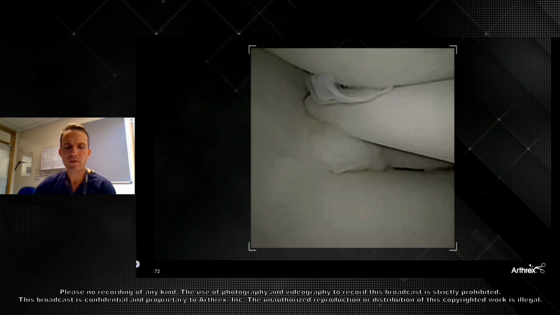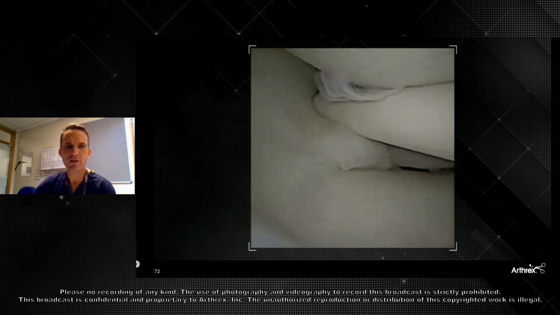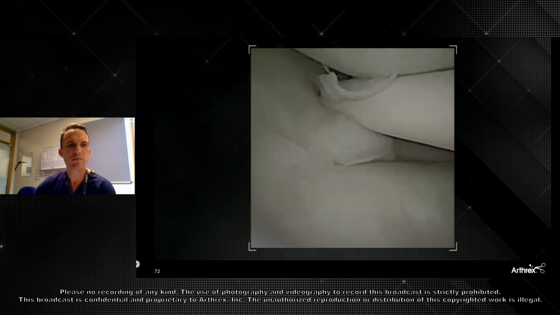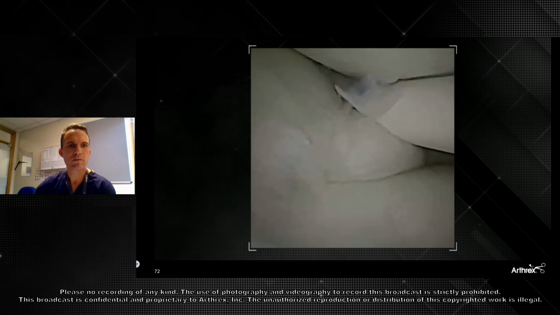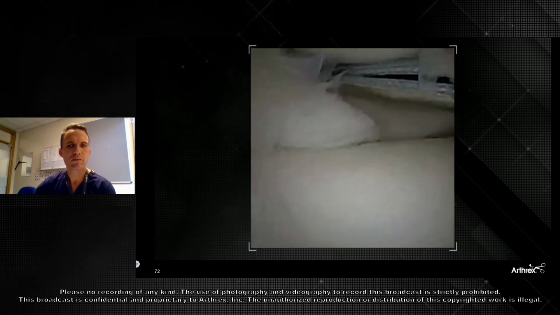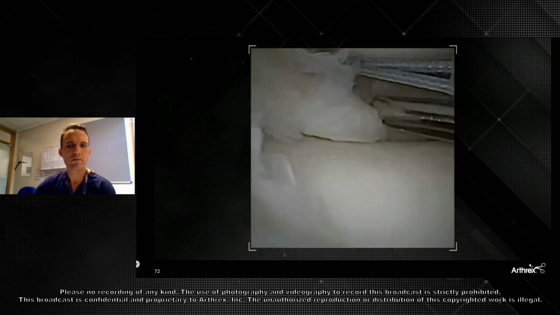And deploy the fiber stitch. You can adjust the depth of that needle on the device while you're using it. In the posterior capsule, pulling the needle back into the joint with the next fiber stitch ready to go.